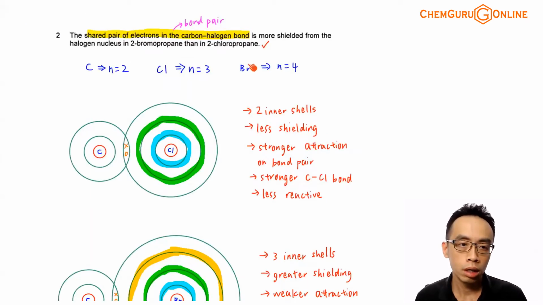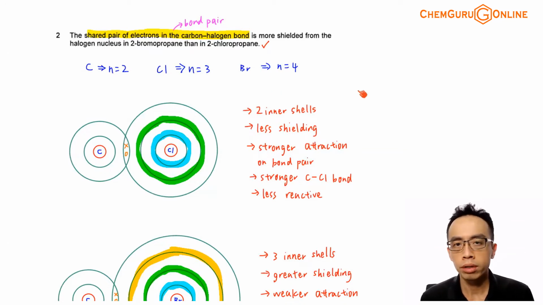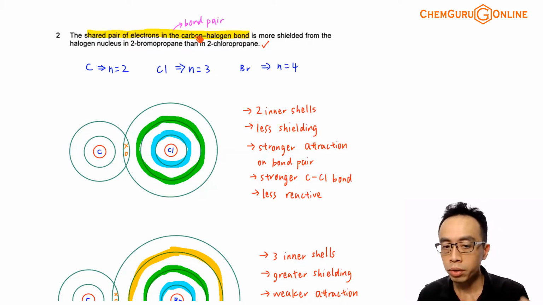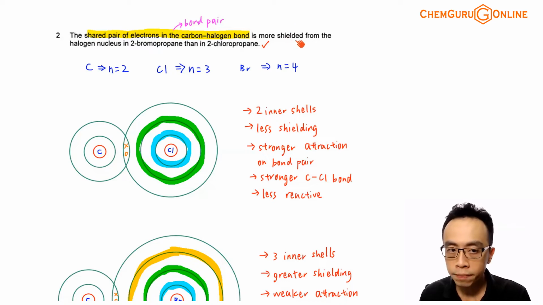Now next, let us look at statement 2. Statement 2 is interesting because it is phrased in quite an unusual way. So we might not know what it represents, but let's try to break it down and try to understand this in detail. Now the shared pair of electrons in the carbon-halogen bond is basically the 2 electrons between the carbon and your halogen, or usually we just call this the bond pair of electrons. And this bond pair of electrons between your carbon and your halogen is more shielded from the halogen nucleus in your bromo compound than in your chloro compound.